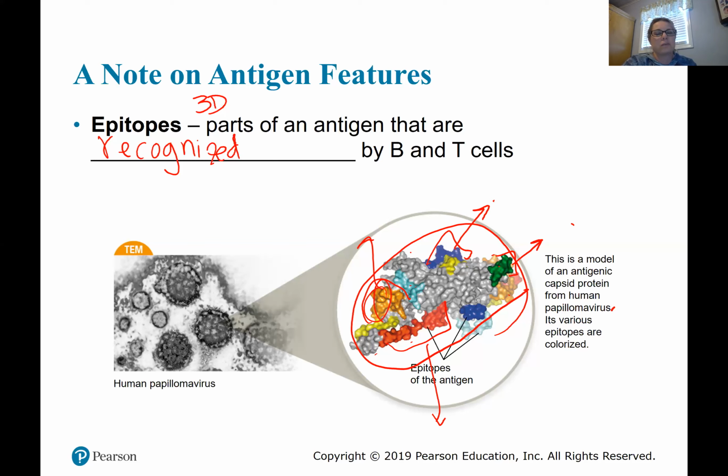And so this is basically just a piece of the antigen. Okay, so the antigen's a piece of the pathogen. The epitope is a piece of the antigen.